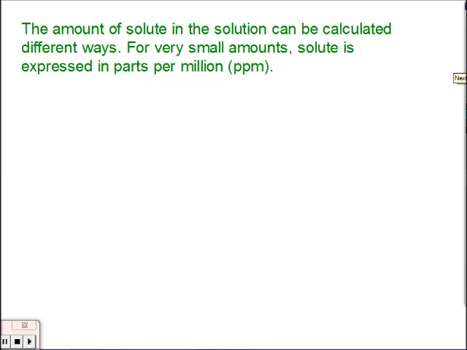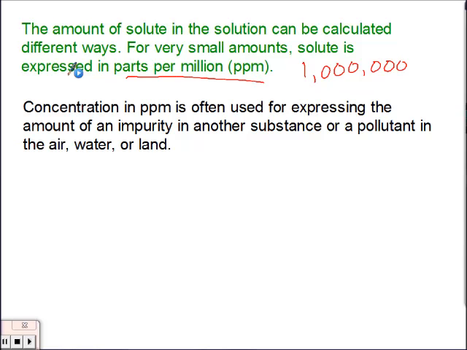Now, sometimes we want to know how much of something is in the solution. How much solute is there in the solution? So there are some different ways we're going to calculate this. We'll talk about molarity tomorrow in class, but for today we're going to talk about parts per million. If I just write out a million, it looks like this, one with 6 zeros after it. If I had $1 million, that's how many zeros would be after my dollar sign. So this is useful when I'm talking about an impurity that is a very, very small amount.